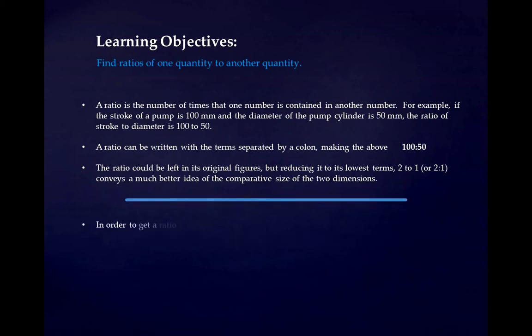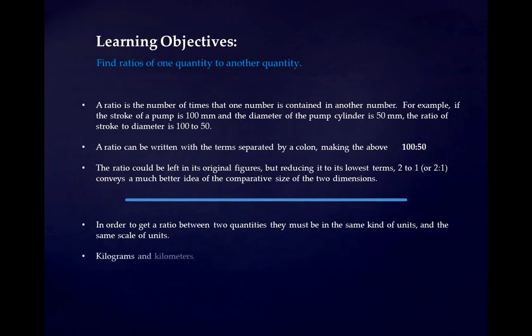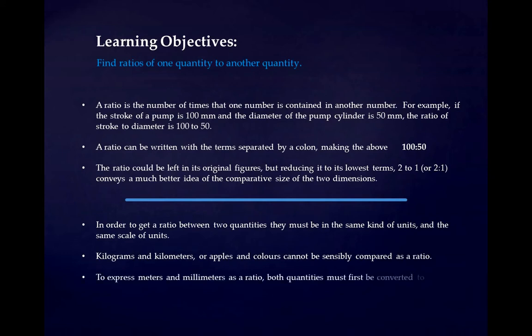In order to get a ratio between two quantities, they must be in the same kind of units, and the same scale of units. Kilograms and kilometers, or apples and colors, cannot be sensibly compared as a ratio. To express meters and millimeters as a ratio, both quantities must first be converted to meters or millimeters.